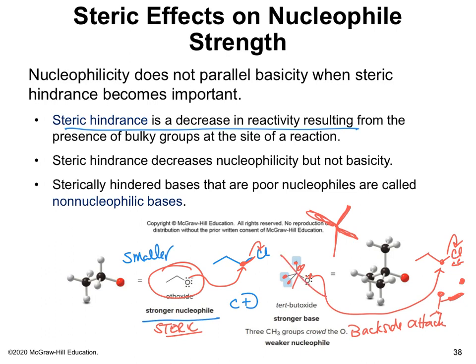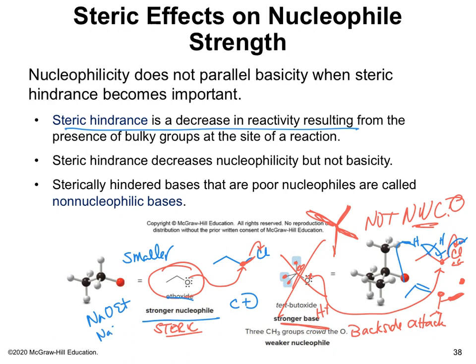Now, tert-butoxide is a base. It is not a nucleophile. It's just too darn big. It's not going to ever get in there and make a covalent bond. So it's going to take a proton any day of the week. Where are you going to find protons? Well, you have protons out here. It's going to take a proton, and then you're going to make an alkene. Ethoxide, sodium ethoxide, you'll see it like this. That is very small. It's not sterically hindered, and it will make a great nucleophile.